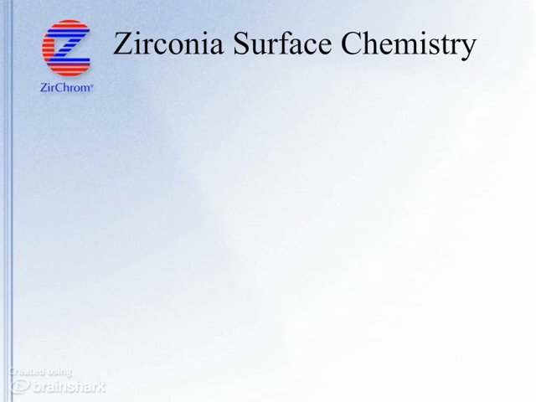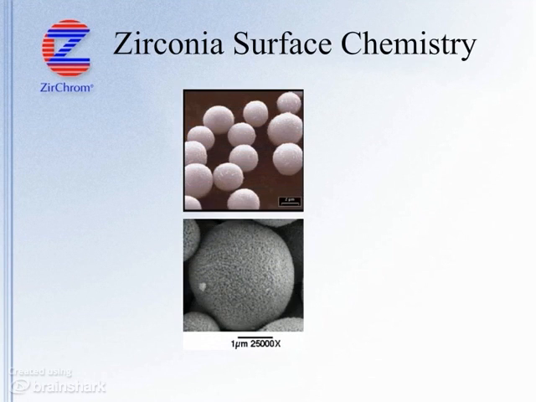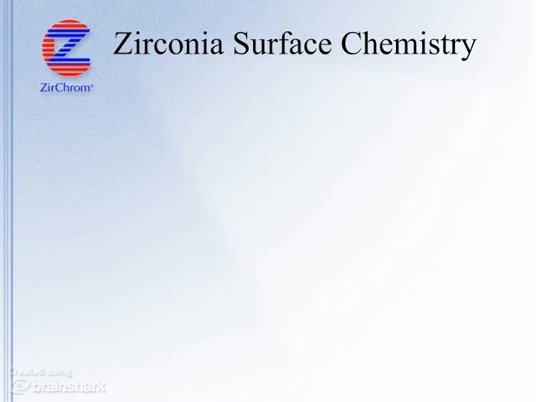All ZirChrom phases are based on a zirconia particle. The crystalline structure of the zirconia particle has 7 bond valency when compared to silica's 4. The additional bonds in the crystalline structure of zirconia protect the structure from hydrolysis. The result of this configuration is a particle with superior stability and a unique surface chemistry.